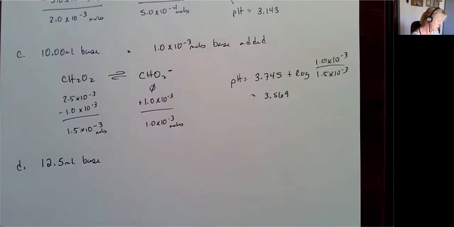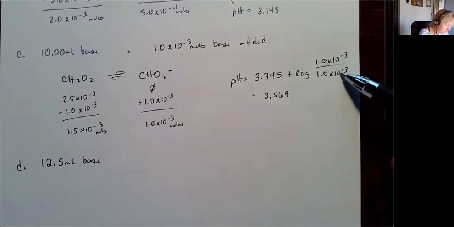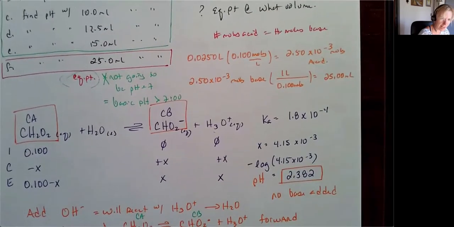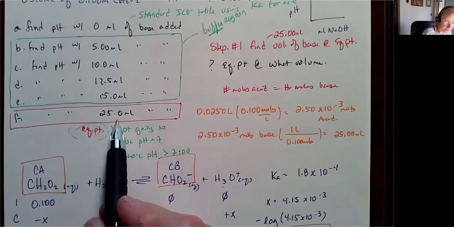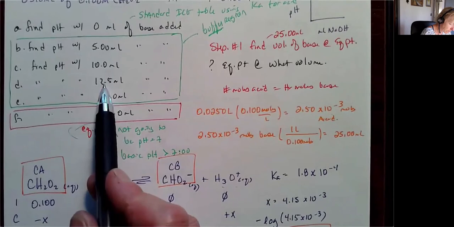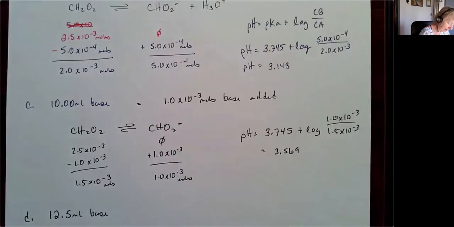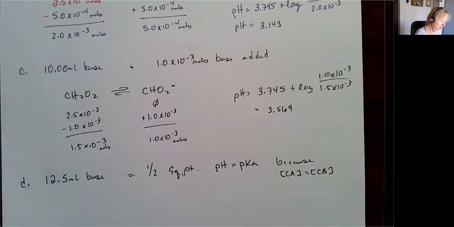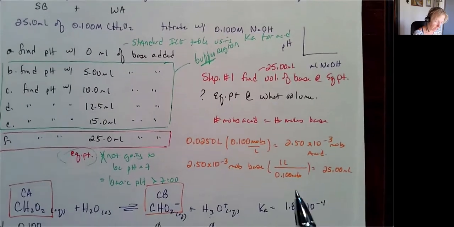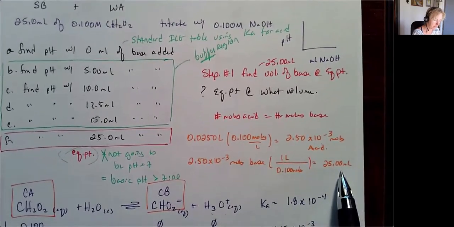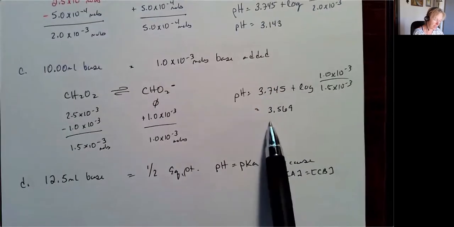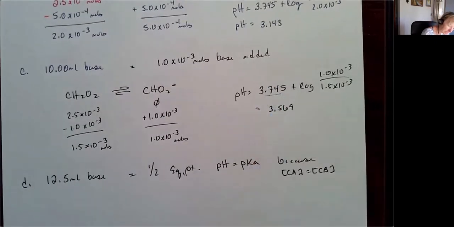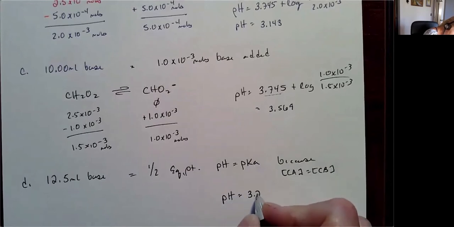All right, D is at 12.5 milliliters of base, and this is a unique point. At this point, these two values are going to be the same. I'm at what I call a half equivalence point. So if it takes 25 mils to get to the equivalence point, at 12.5 mils I'm halfway there. And at my half equivalence point, my pH equals my pKa because my conjugate acid concentration equals my conjugate base concentration. If I know my equivalence point, and I did that first, I know what my volume is to get there, I don't have to calculate my half equivalence point. I already know it because I know the pKa. So my pH here is going to be equal to 3.745.